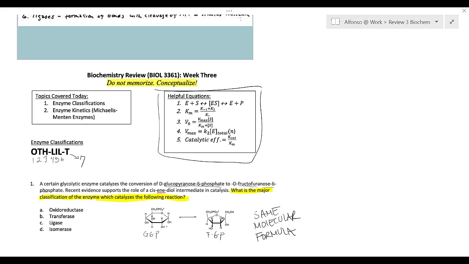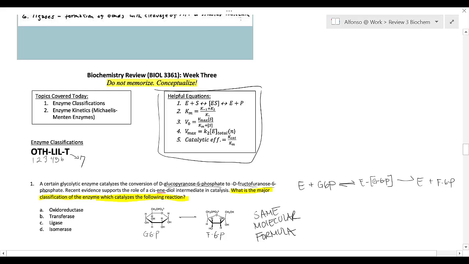So in other words, if we have this enzyme and it reacts with G6P and it forms the enzyme-G6P complex, and then it releases this substrate as a product, and the product is now F6P. If we have this enzyme, what is the enzyme classification? The major classification.